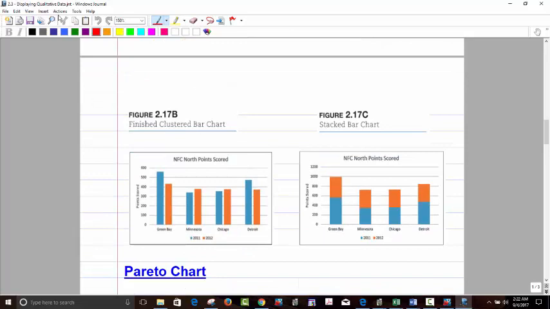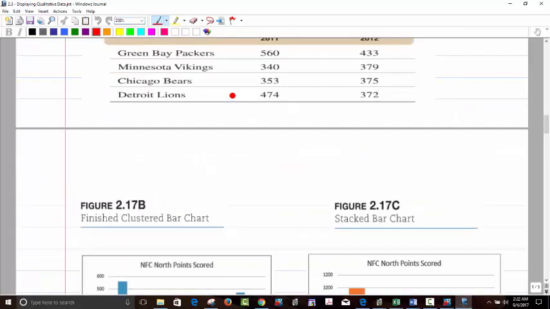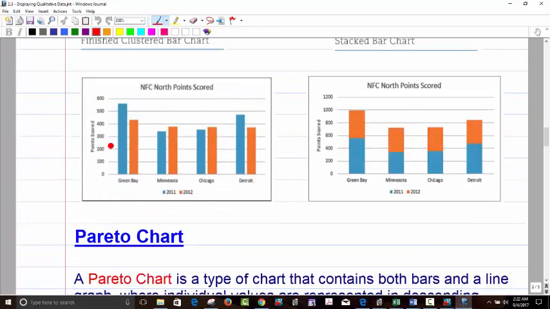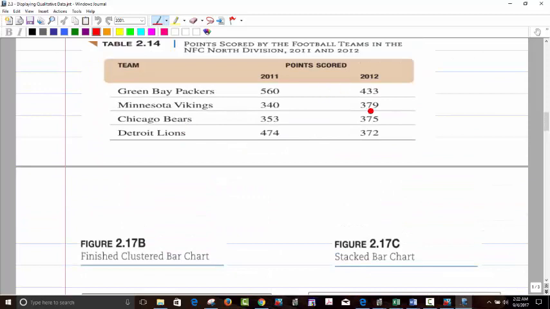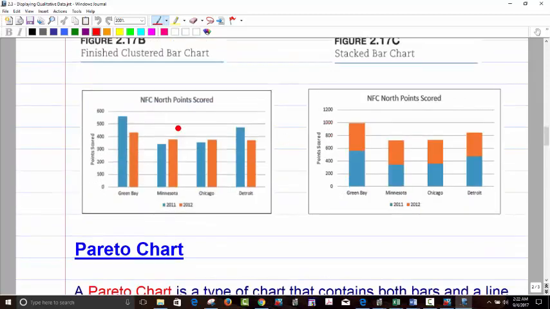Clustered would take each team and list the 2 years. It helps to color code them so you know what you're looking at. So all the blue ones represent the 2011 data, and then the orange ones represent 2012 data. So that's clustered. We have them side by side, per each label.